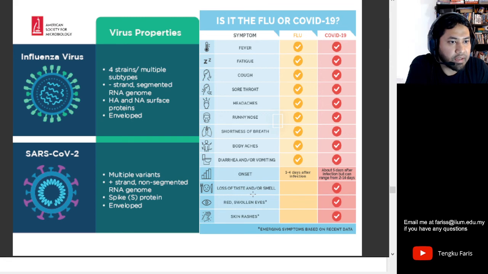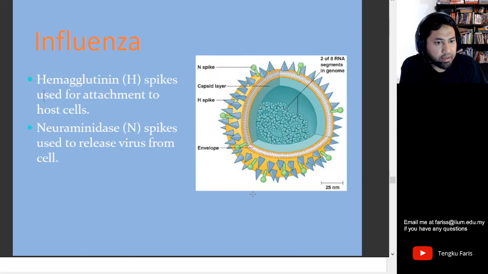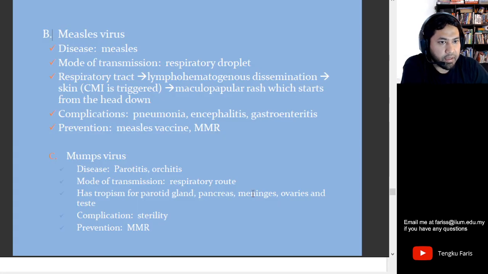Some differences I have put down here based on the structure. What are the differences between influenza virus and SARS-CoV-2? Maybe you want to learn more and read more about flurona, how people can get rid of it. Alright, so let me go to the next slides.